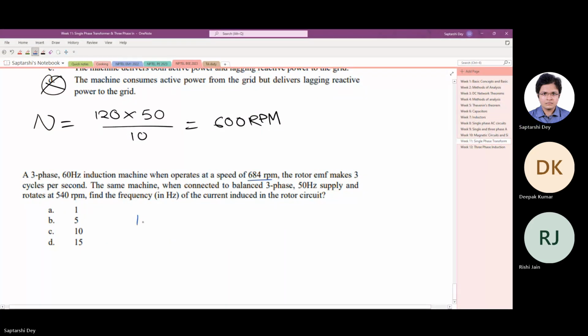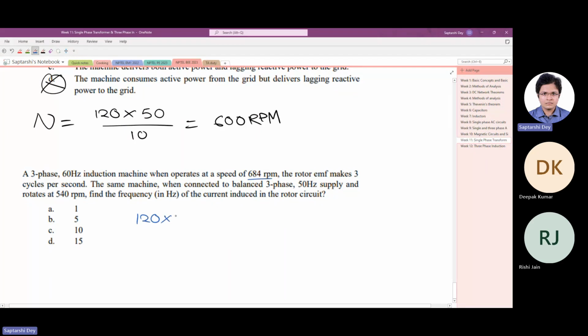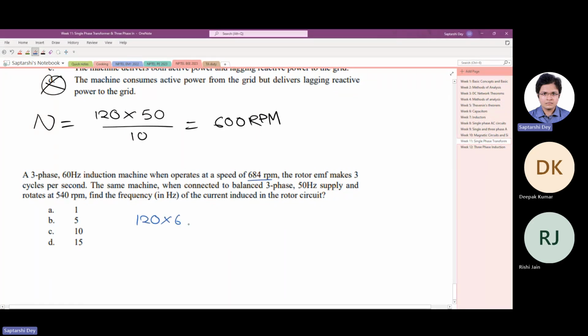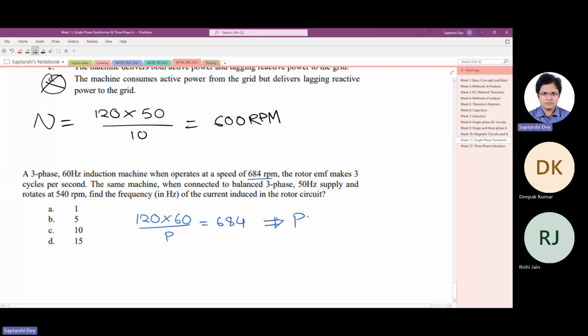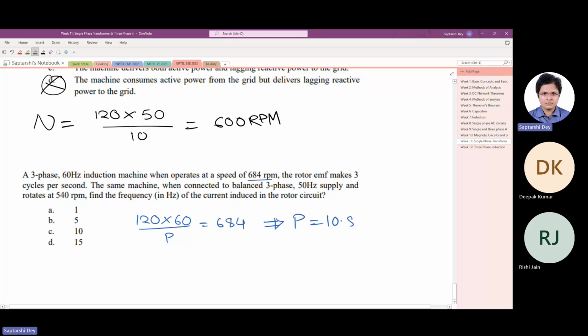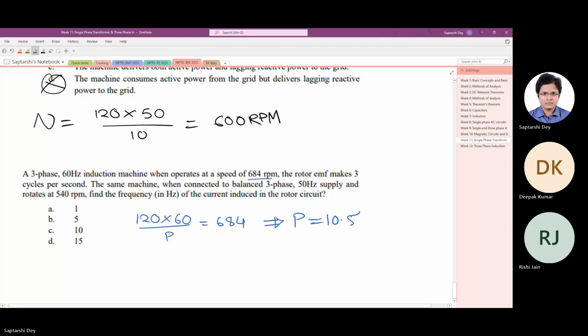Obviously, we will not get the proper number of poles. So 120 f by P is 684. If you do this, what you get is something around 10.5. Definitely the number of poles cannot be odd. It's either 10 or 12. But since 10 is closer, I will take 10 first and see once again.